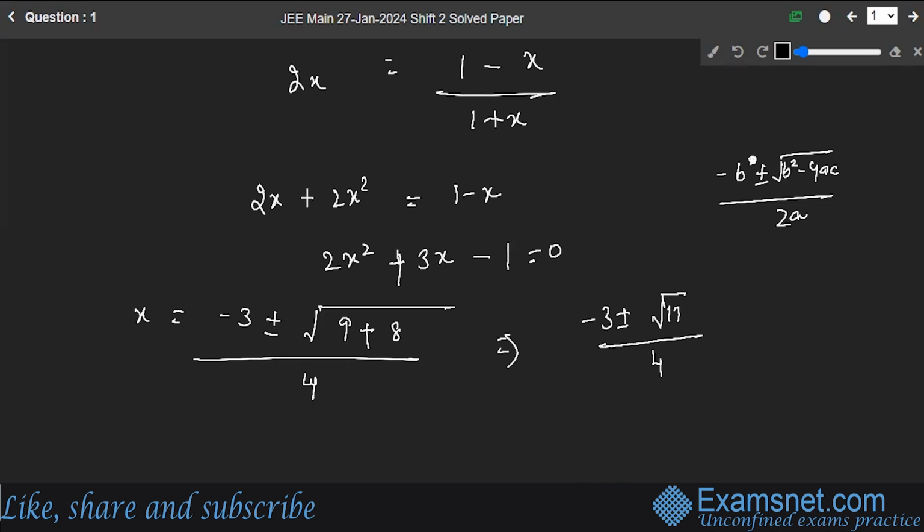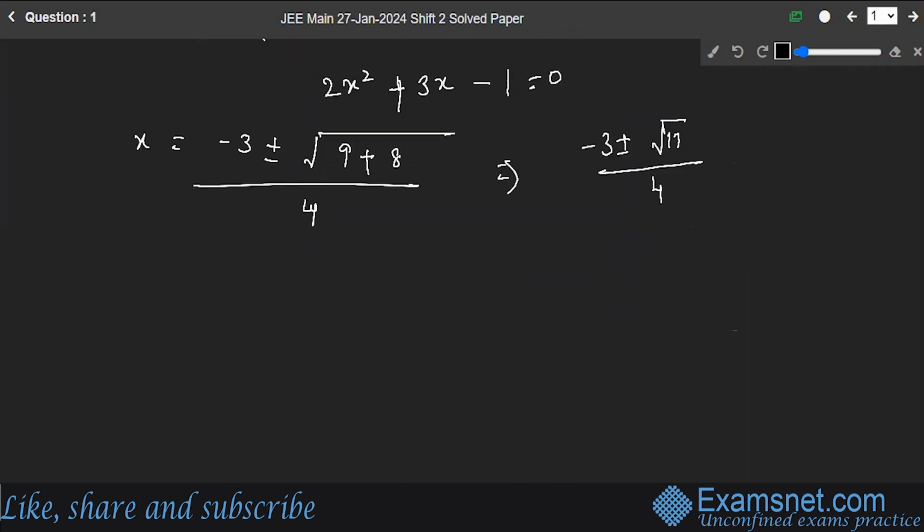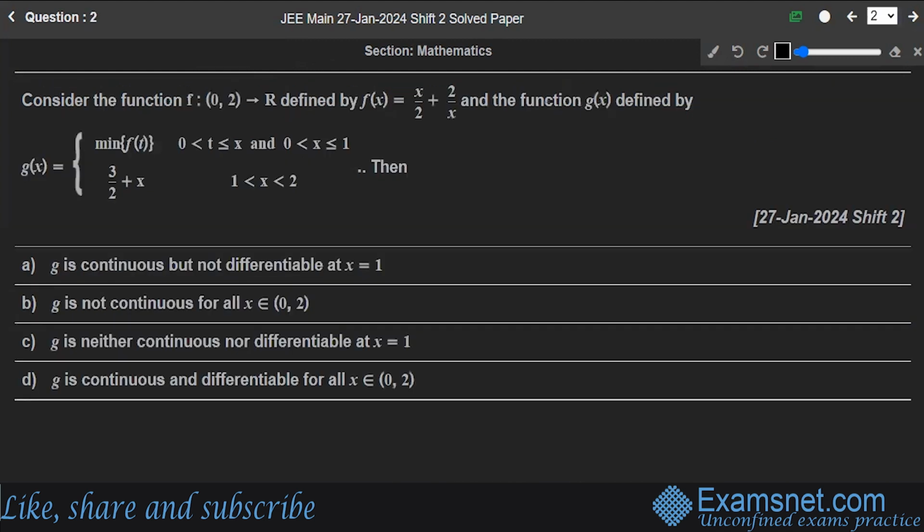So the number of positive real values of x satisfying this equation: the only possible value of x is minus 3 plus root 17 upon 4. I can't take the negative value because in the question they have asked positive real values of x. Okay, so that means one possible value. Option B is the correct answer. Hope you are clear with this. Next is question number 2.